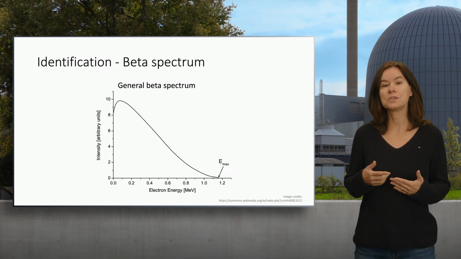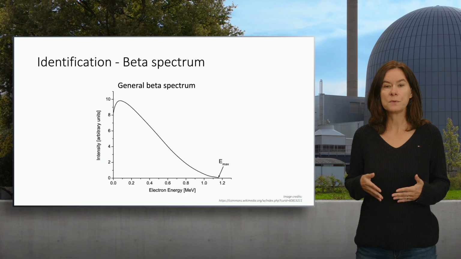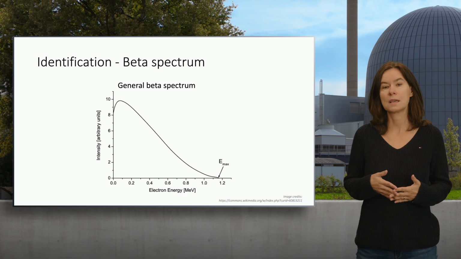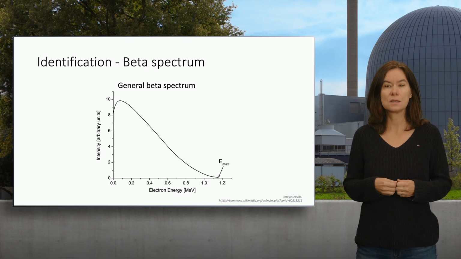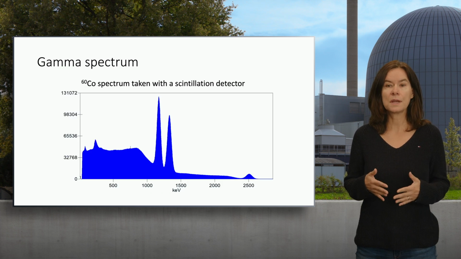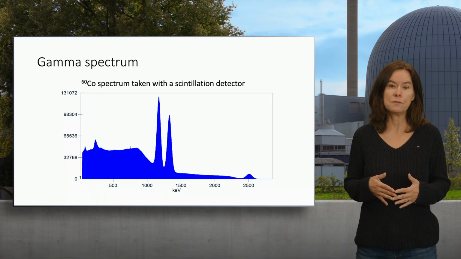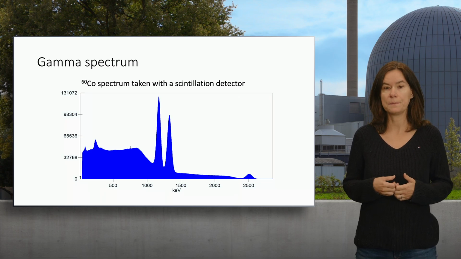In this slide you see a general beta spectrum. Since beta particles have a continuous energy spectrum, identification is very difficult. The shape of the spectrum will differ depending on the nuclide in question and could in principle be used for qualitative analysis, but such identification is sensitive to even slight disturbances and is therefore rarely used. A radionuclide is best identified by measuring the gamma rays, if of course the radionuclide emits any.